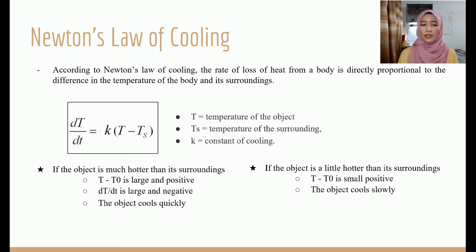So to understand this concept, if the object is much hotter than its surrounding, T minus Ts will be large and positive, while dT/dt will be large and negative. So the object will cool quickly. However, if the object is only a little hotter than its surrounding, then T minus Ts will be small and positive and the object will cool slowly.